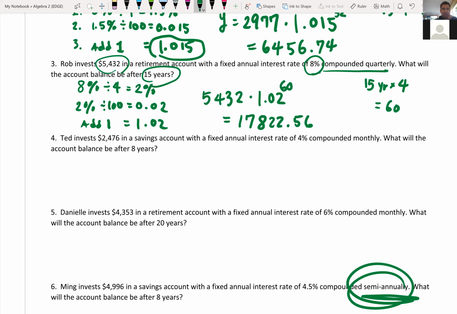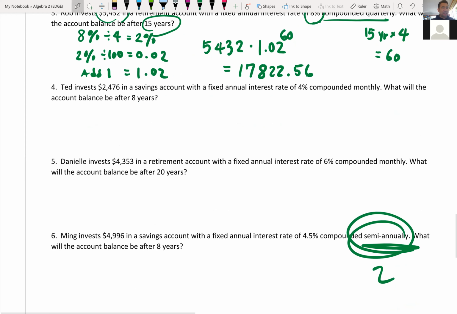Okay, let's keep going. 3 more to go. Are you guys with me? I hope you are. 4 divided by 12. Again, it's 1/3, so 0.33. That's not a good number. How can you change that? Like 6%? Yeah. Well, let's just keep 4%. But this time it's compounded monthly. This is the money. Then 8 years.